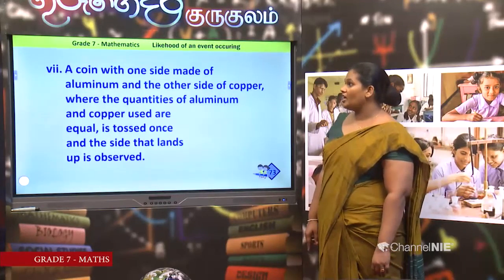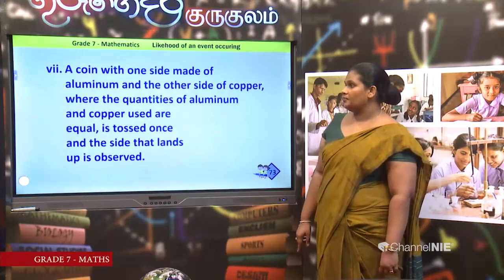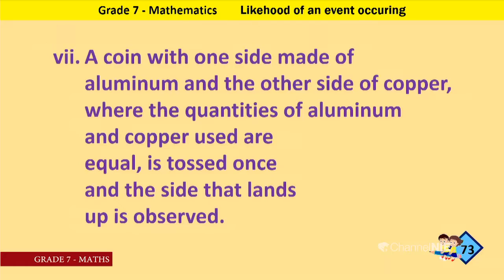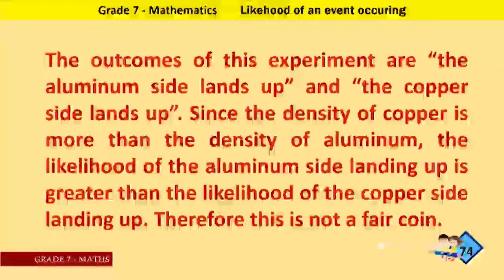Next one, a coin with one side made of aluminium and the other side of copper, where the quantities of aluminium and copper used are equal, is tossed once and the side that lands up is observed. Here the coin is made up of 2 different metals. So, when we talk about the density of these metals, what can you say? The densities are different. Therefore, the outcomes are not equally likely. So, you can say this coin is not a fair object or else it is a biased object.